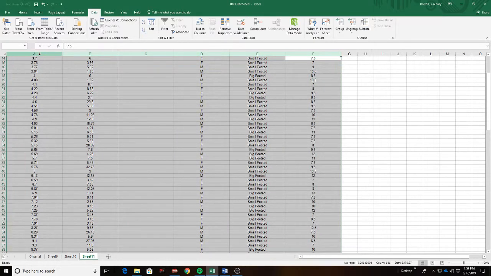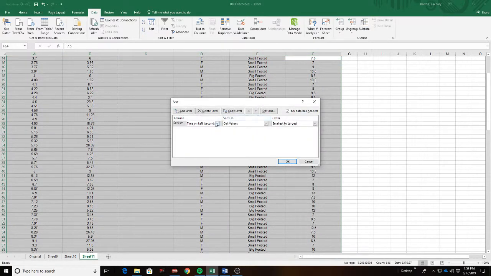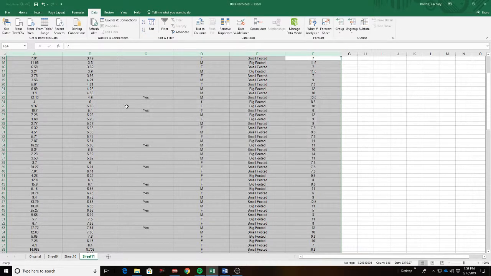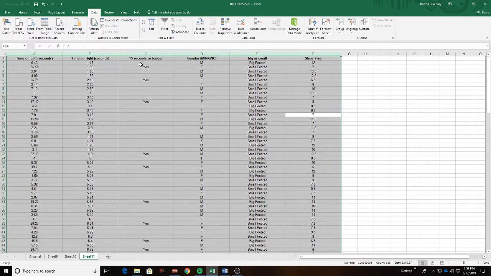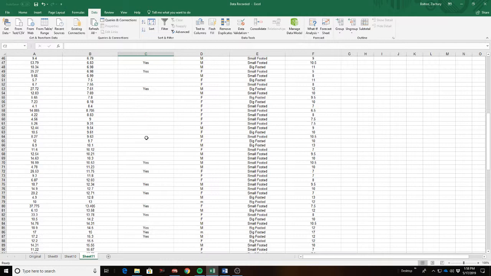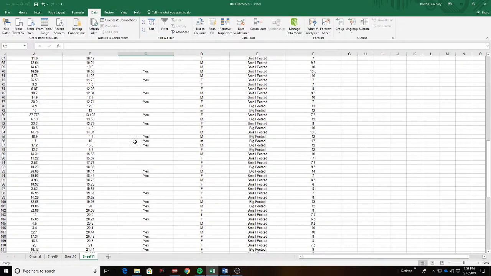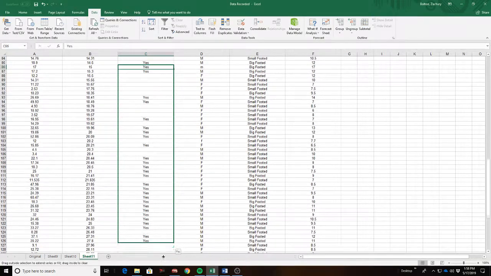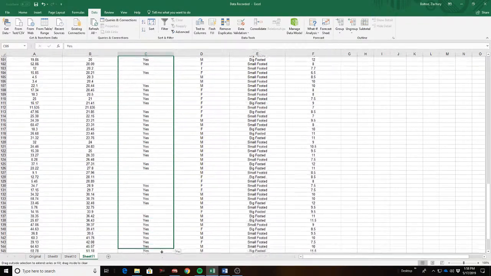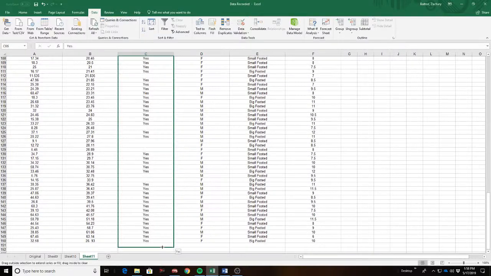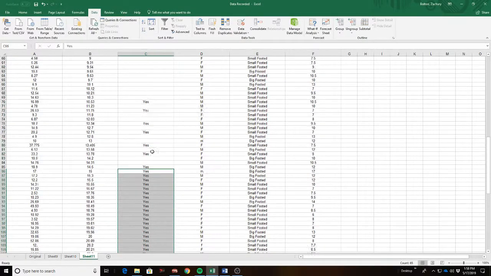And now we are going to do the same thing again, where we are going to sort by time on right. And we're going to take this, and we're just going to drag it down from here. It already says yes, because that's someone that was able to do it on their left foot. So we're just going to drag that down, because this is going to fill in the blanks of all the people that were able to stand on their right foot for over 15 seconds, but not their left foot. So that fills in all the yeses.